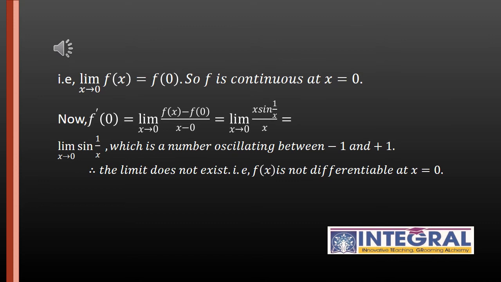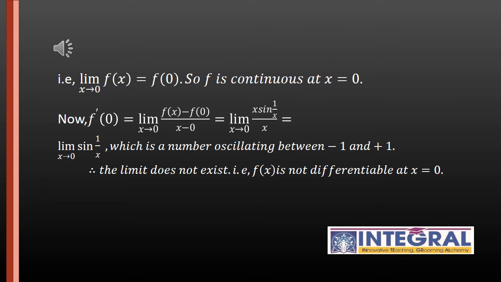So limit as x tends to 0 of f(x) equals f(0). This shows that f is continuous at x equals 0. Now find the derivative. f'(0) equals limit as x tends to 0 of (f(x) minus f(0)) by (x minus 0). f(x), as usual, is x sin(1/x), divided by x, which is equal to limit as x tends to 0 of sin(1/x).